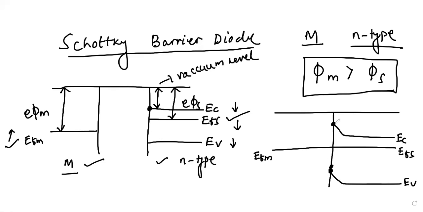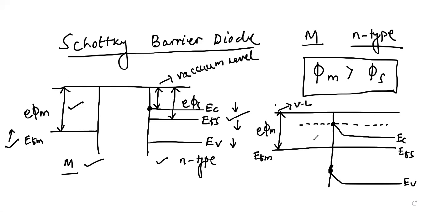Now let us define the variables. Some more variables that we will introduce now. So one thing is the metal work function, which is measured from the vacuum level. This is our vacuum level. So the gap between the vacuum level and the Fermi energy level is your E phi m. So let us mark it as E phi m.